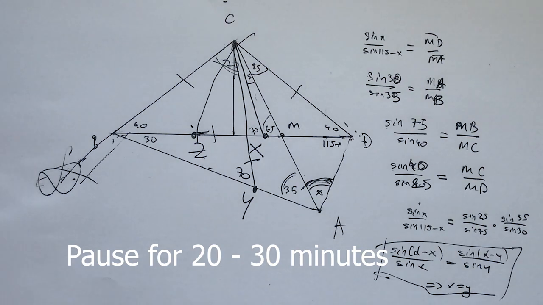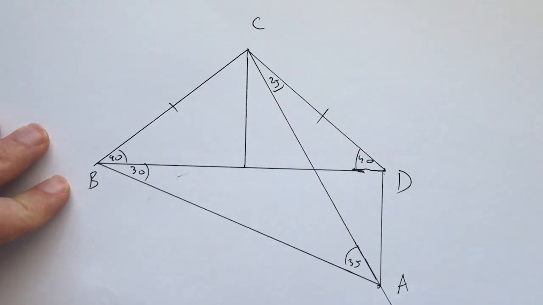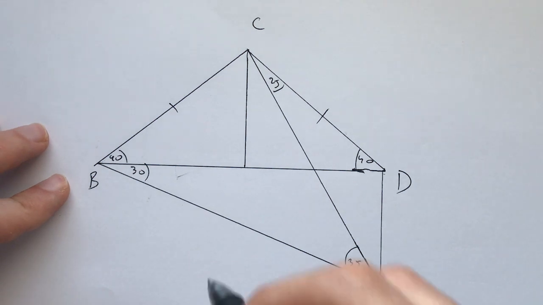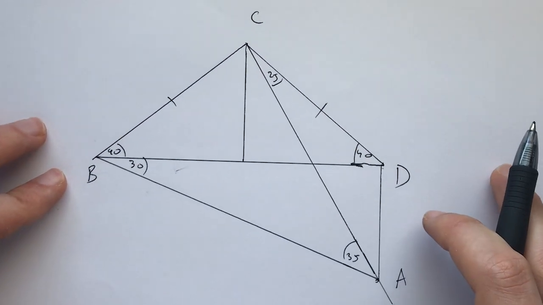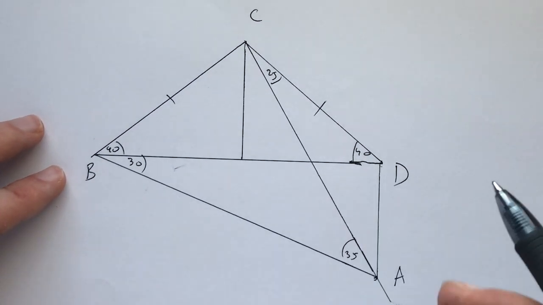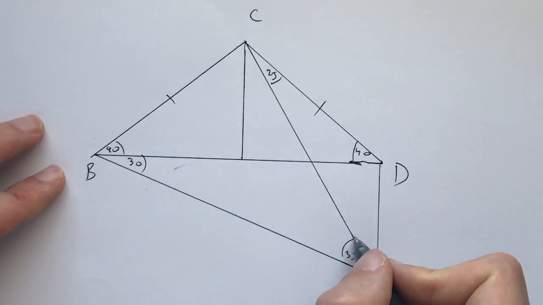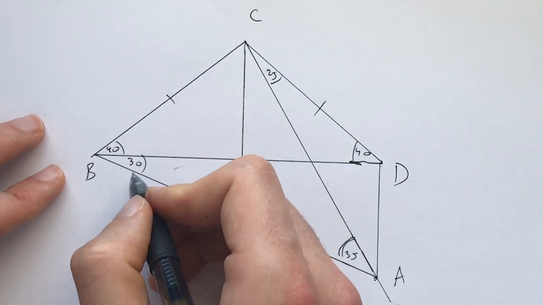I invite you here to pause and play around with that. Take 20 minutes. And now here are a couple of ideas. So the first idea is maybe playing around and figuring it out and just stumbling upon it, or maybe noticing something peculiar. Namely, this angle is half of this angle.